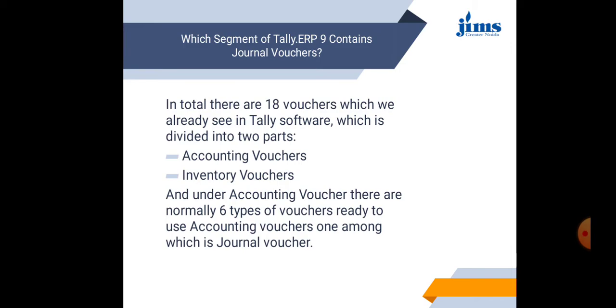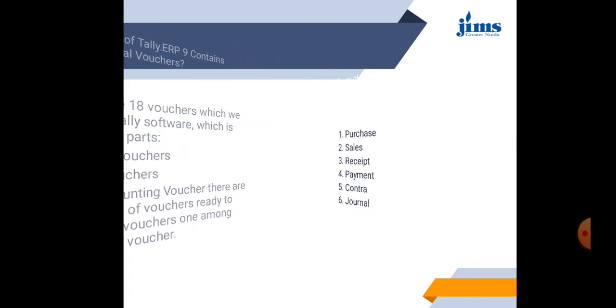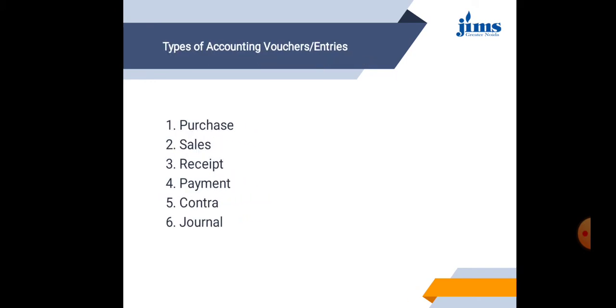Then, as I told you, which segment, that is accounting, contains these journal vouchers? We find these vouchers in this accounting segment. So let's see. The types of accounting vouchers are purchase, sales, receipt, payment, contra and journal entries. For what purpose is the journal voucher usually used in Tally? This voucher is used for all adjustment or due entries in Tally software, or in other words, entries which are not made by other accounting vouchers are made by this voucher.